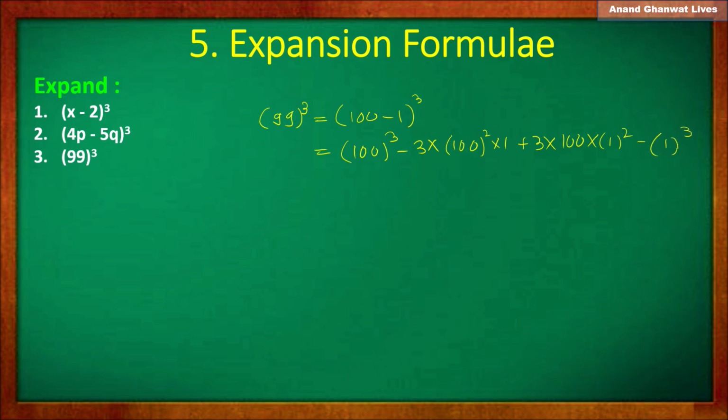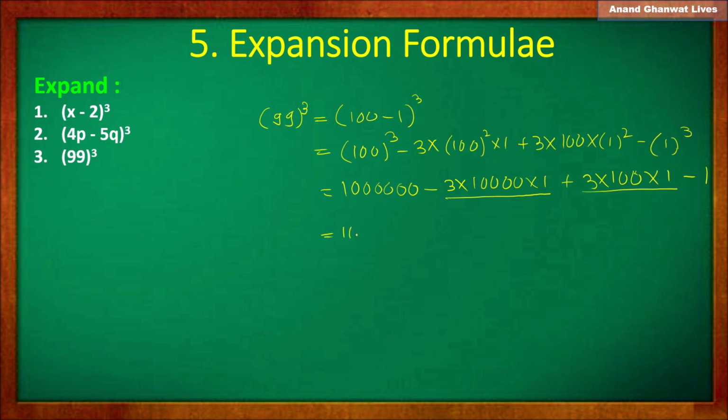So the cube of 100, that is 10,000, minus 3 into the square of 100, that is 10,000, and into 1, plus 3 into 100 into the square of 1, that is 1, and minus the cube of 1, that is also 1. So now do the product.